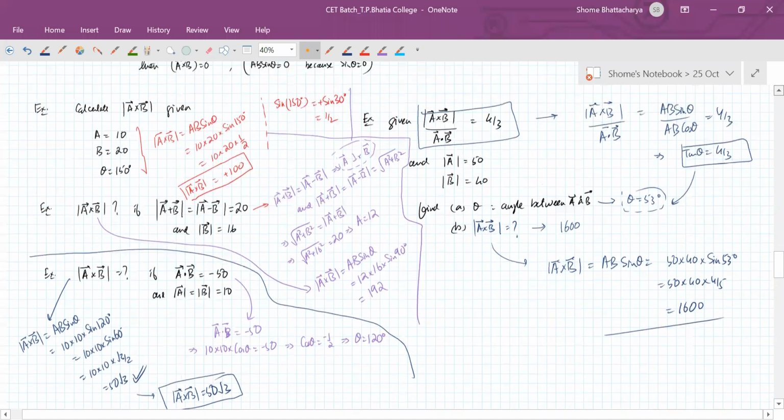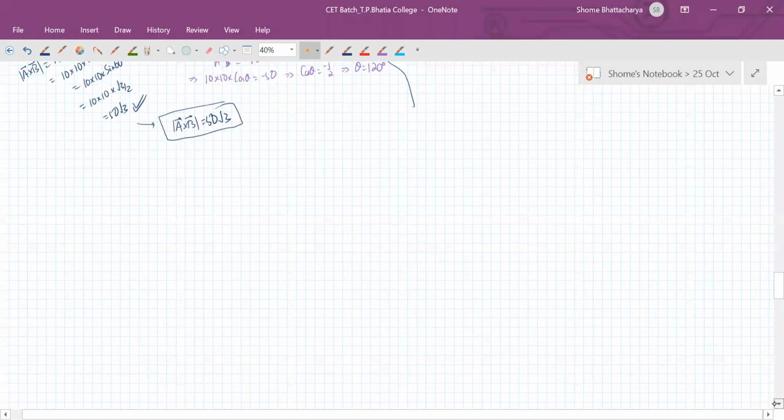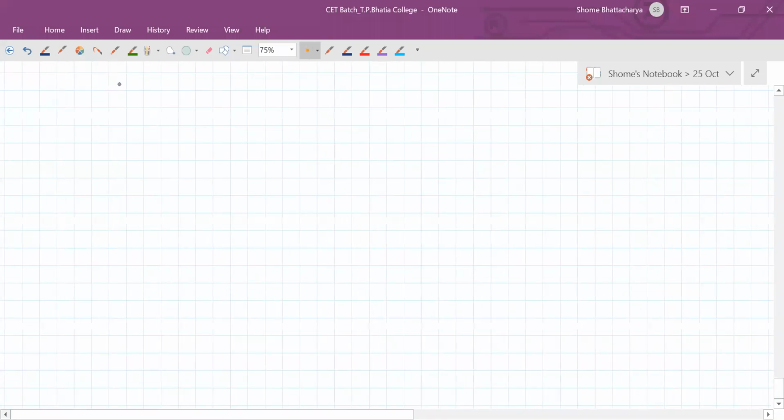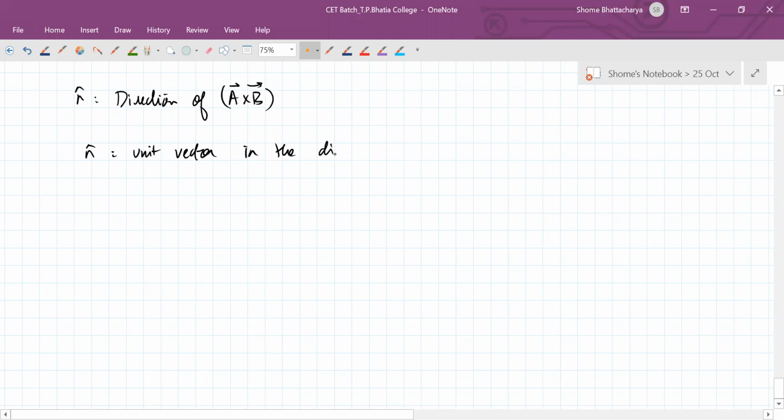Okay, now next thing, cross product direction. How to determine the direction of the cross product? Okay. So n cap is the unit vector in the direction perpendicular to the plane of vectors a and b.